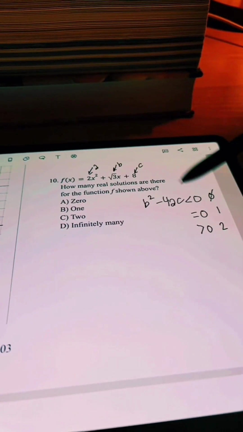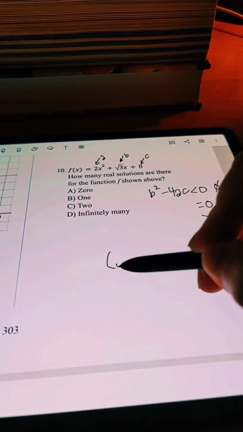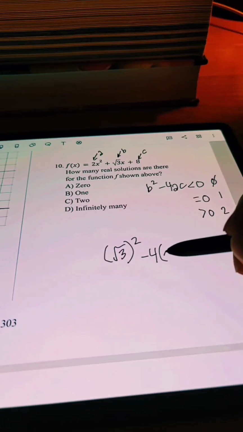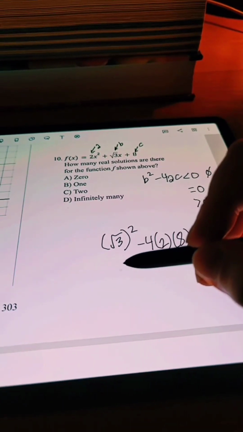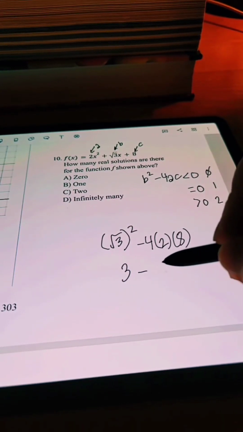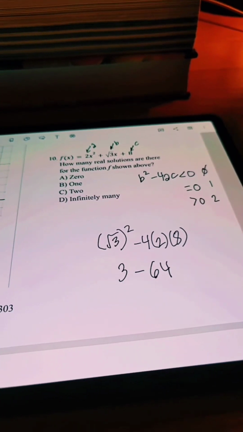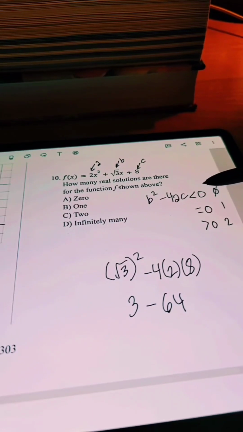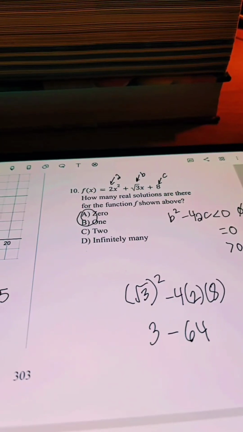So what we're going to do now is plug in A, B, and C. We're going to put in root 3 for B, then 2 for A, and then 8 for C. So then this is going to be just 3 minus, and then that's going to be 8 times 8, which is 64. You don't even need to keep solving this because you know it's going to be a negative value. That's all the information you need. So you know it's a negative value, so there's no real solutions, 0 real solutions, A.